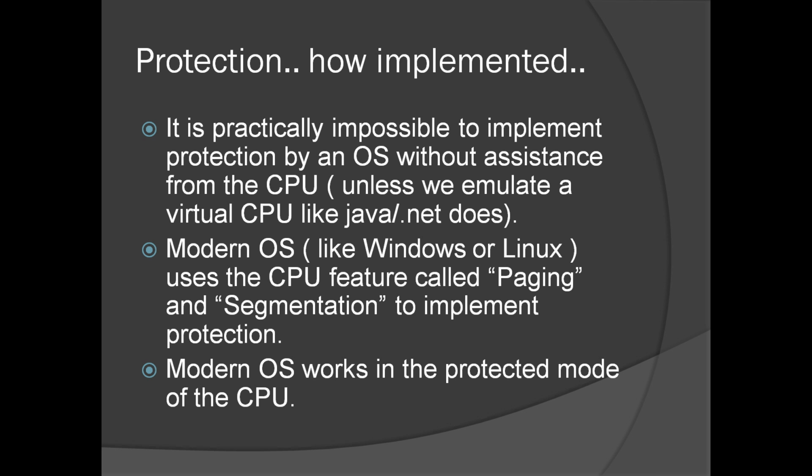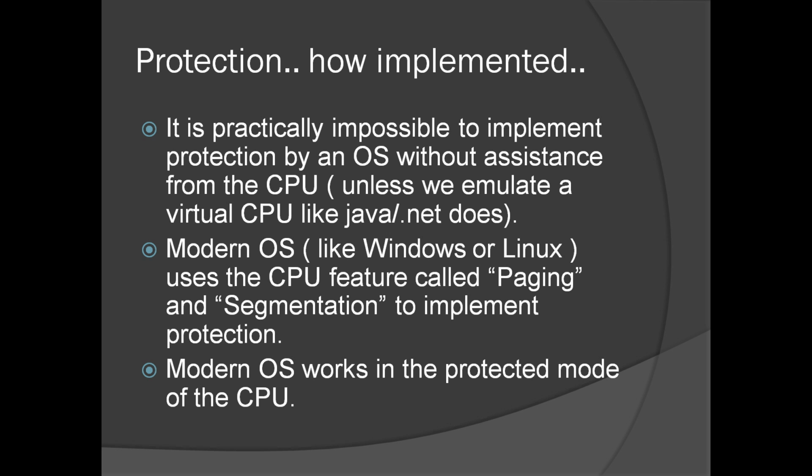So how is protection normally implemented? Normally it is practically impossible to implement protection in an operating system without assistance from the CPU. Certain platforms do that, like virtual machines such as Java, .NET, etc. We are not going to discuss that here. We will be dealing with hardware-assisted protection today, specifically on the x86 Intel architecture.